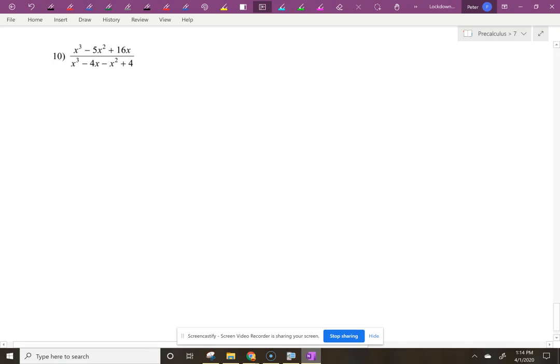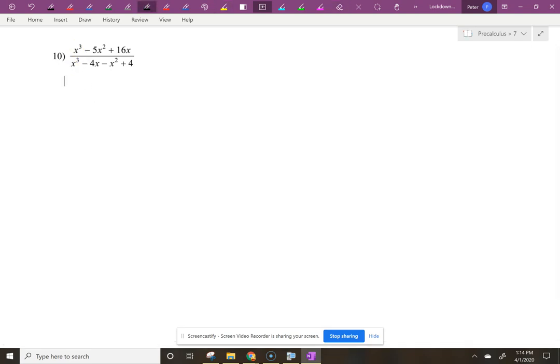All right, another question coming in, number 10. Now, it's very important to notice something here. Notice the order, or the degree, of the numerator and denominator are the same. In fact, every time we've done partial fraction decomposition, the numerator has always been smaller, and that's what you want. So we need to fix that up real quick.